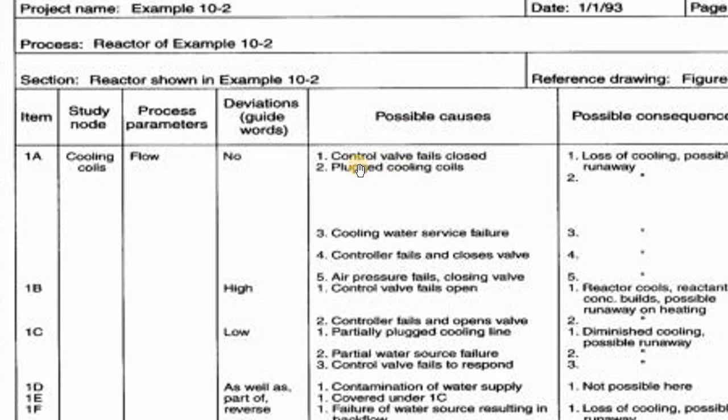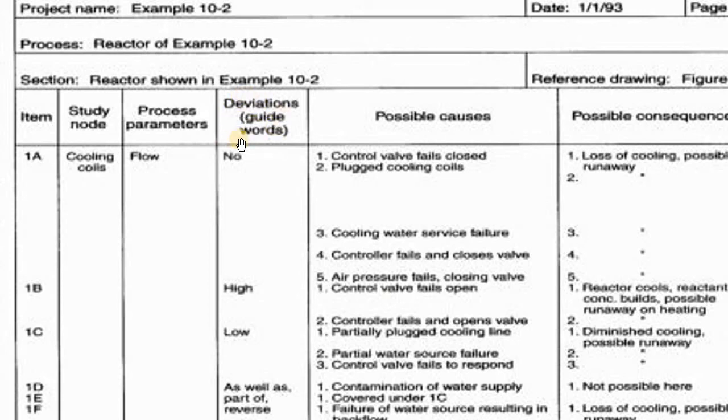So what are the possible causes? The control valve fails closed. So you have the control valve is not working, or there's plugging in the coil, or the cooling water service is failing for some reason. The controller fails and closes the valve. I don't know how this happens, because if it fails, we should make it fail open rather than fail closed, because it's a cooling, it's not heating. So if it fails, it should cool, not heat. Okay, so that's a problem where it closes the valve. Air pressure fails. So you can see there are many things here.